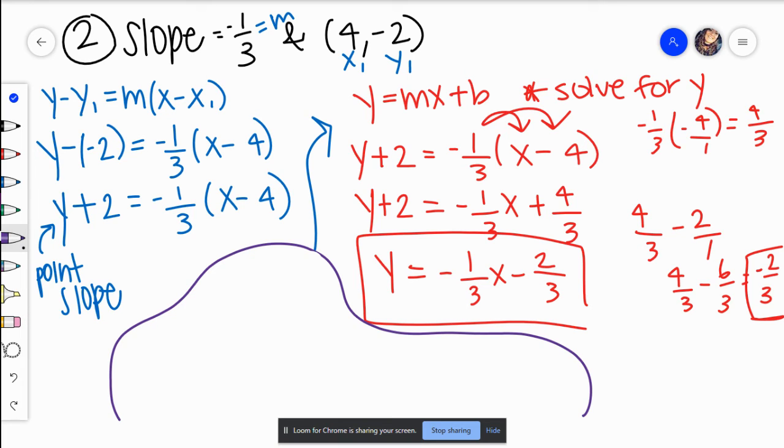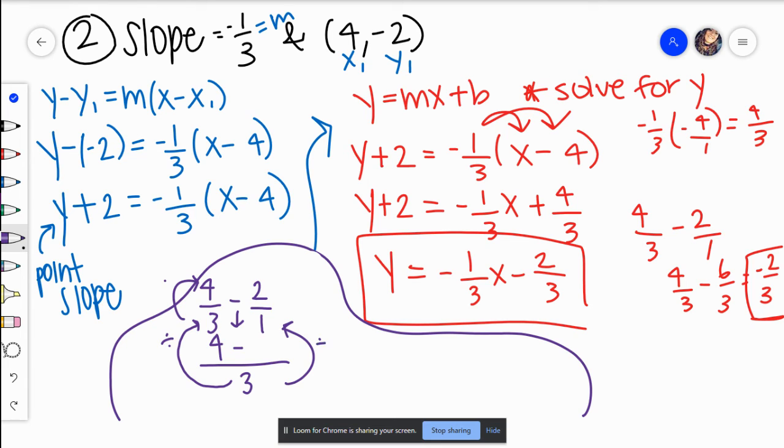If you want to have a different way to add and subtract fractions, 4/3 minus 2/1. I would look and get a common denominator between 3 and 1, which would be 3. And then 3 divided by 3 is 1. 1 times 4 is 4. Bring your sign down. Then I do 3 divided by 1 is 3. 3 times 2 is 6.